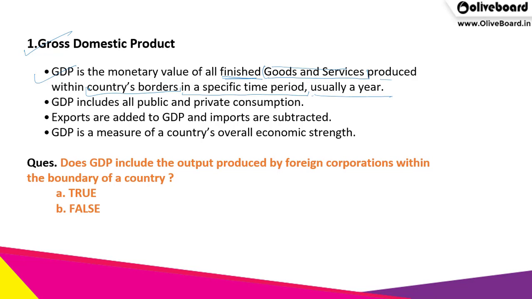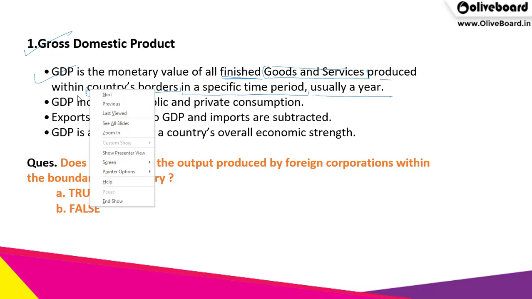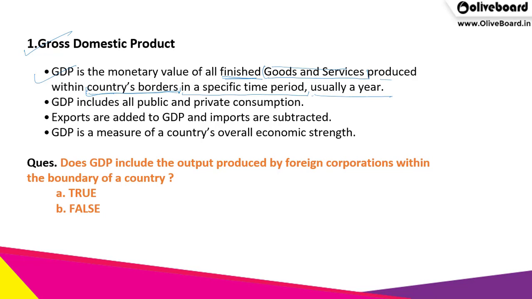Now, within countries' border has a special significance here, because this creates a difference between GDP and GNP. So within countries' borders or boundaries is GDP, right? GDP includes all public and private consumption, because all public and private consumption has a monetary value. Exports are added to the GDP and imports are subtracted from the GDP.